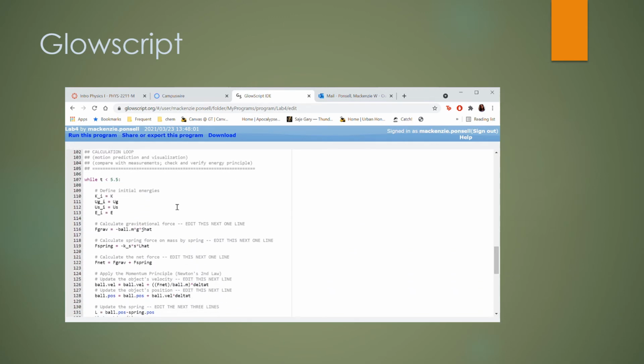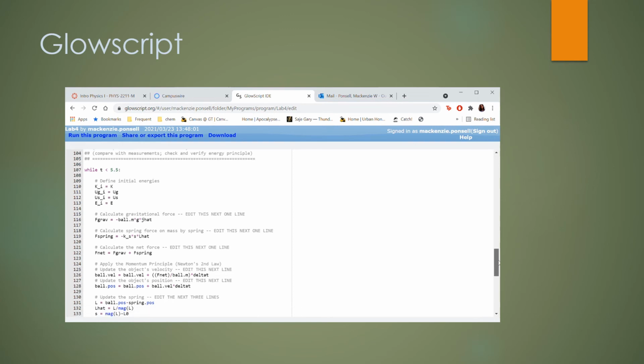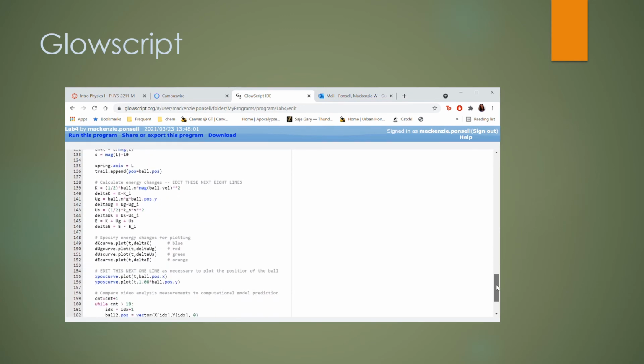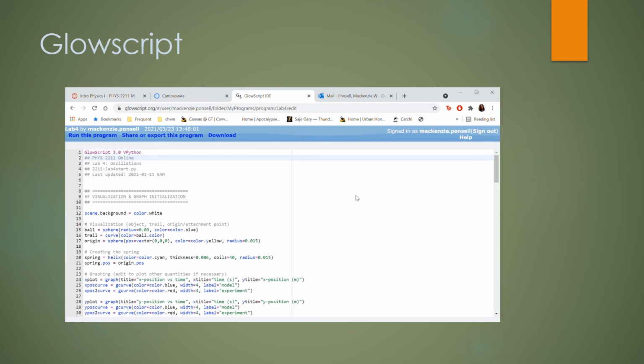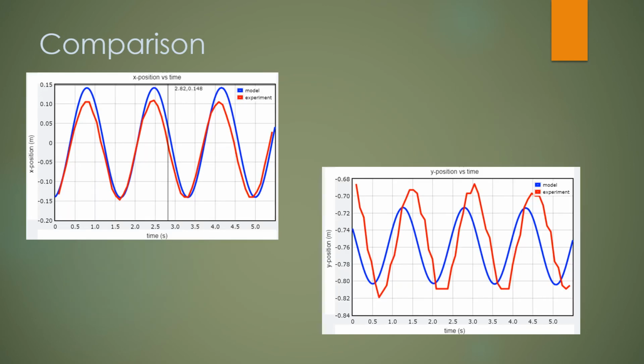The code also produces the X position versus time and the Y position versus time graphs and the comparison between the experimental and the computational model. As mentioned before, the X position and the Y position versus time graphs of the experimental data are going to look different. However, the X position versus time and the Y position versus time from the model is also going to look different, and it is not going to align with the experimental data perfectly.